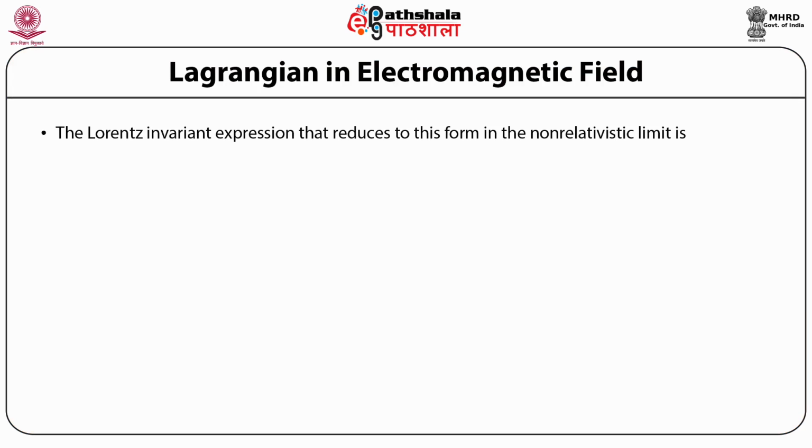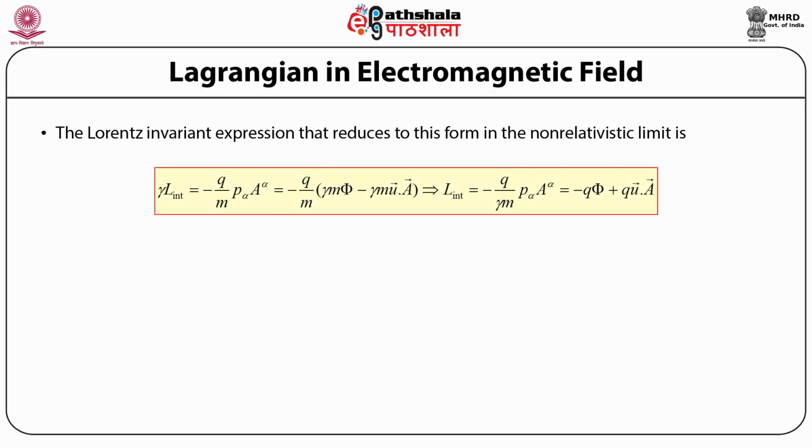The Lorentz invariant expression for γL_int that reduces to this form in the non-relativistic limit is γL_int equals minus (q/m) p_α A^α, equals minus (q/m)(γmφ minus γm u dot A). Thus, L_int equals minus (q/γm) p_α A^α, equals minus qφ plus q u dot A.